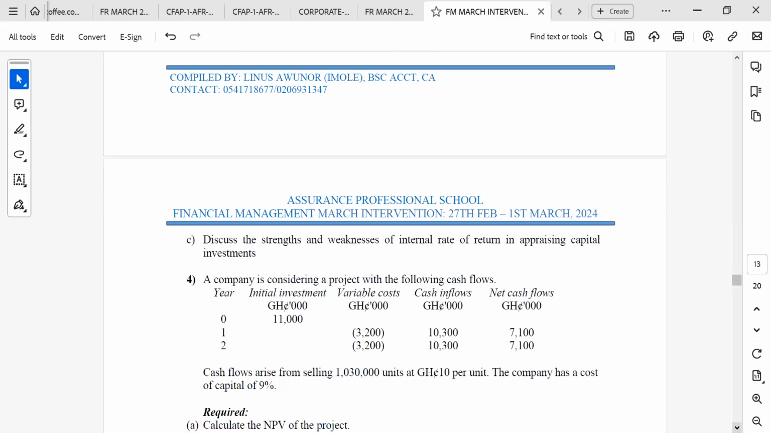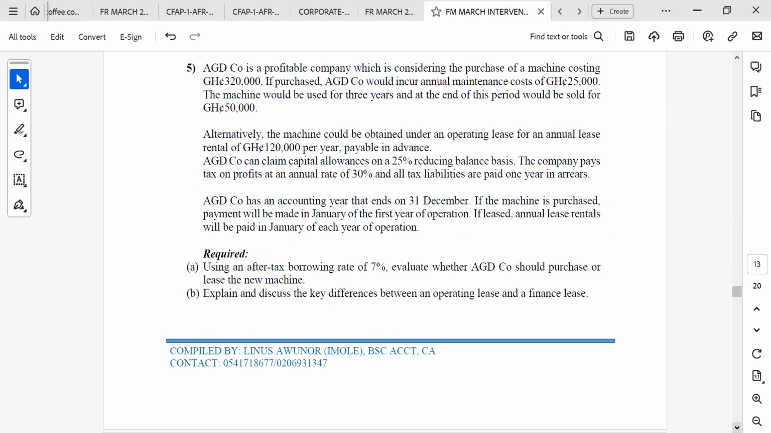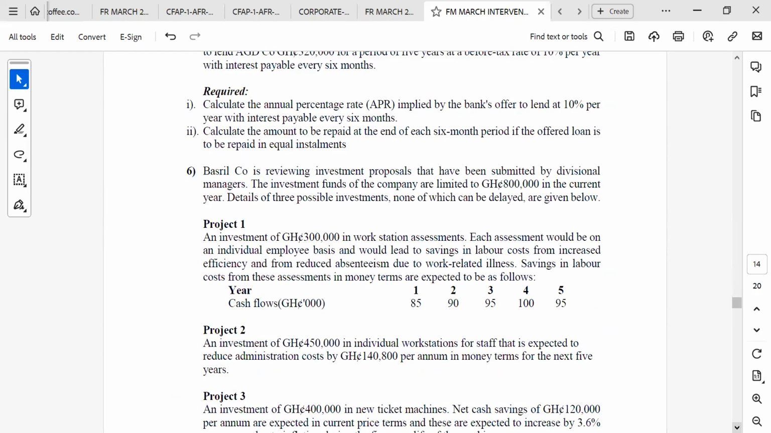Okay, before we move on to sensitivity analysis, I want us to pick this particular question. Okay, question 6. Adam, are you there?